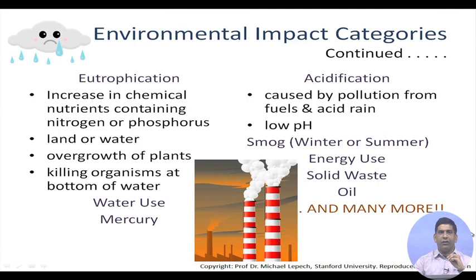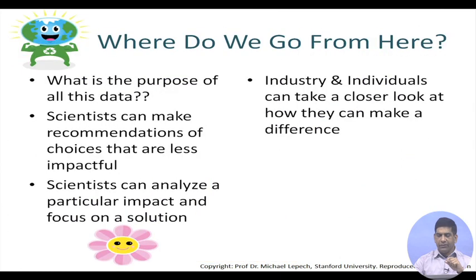We are in the winter months right now, so we will have the smoke in Delhi. We hear about that all the time, winter or summer. Then we have energy usage, solid waste produced, oil, and many more. So all these environmental impact categories, based on all the emissions coming out due to all the activities associated with production of these materials, we need to find out the different impact categories.